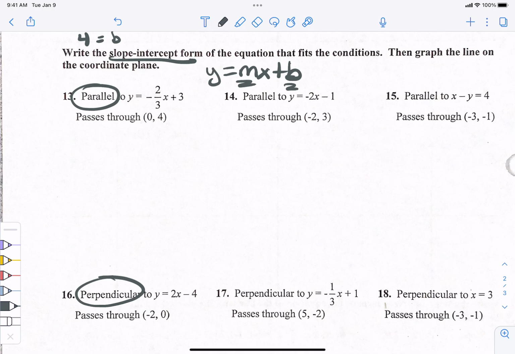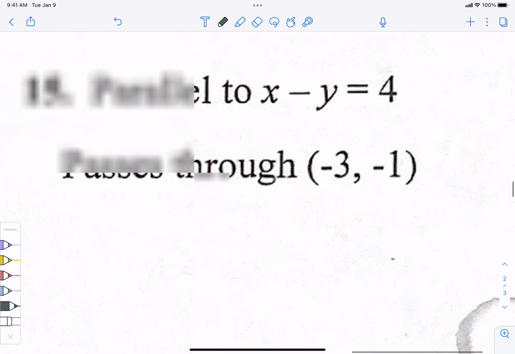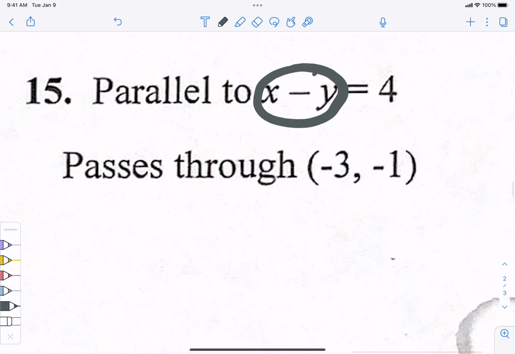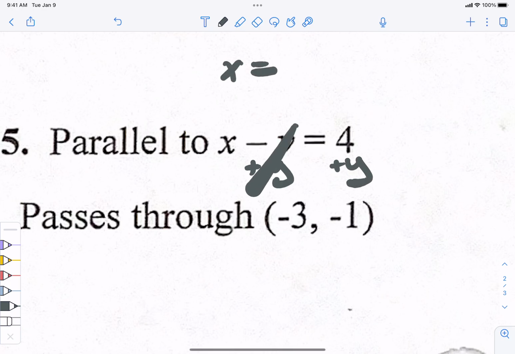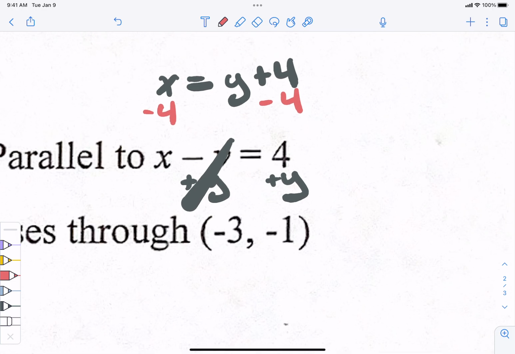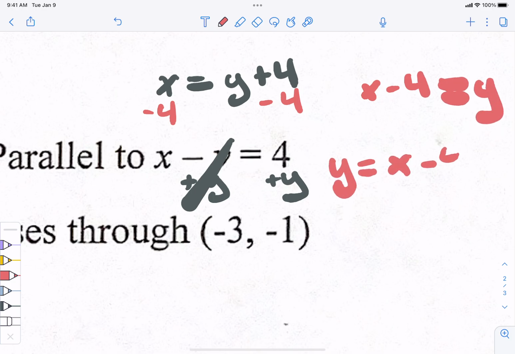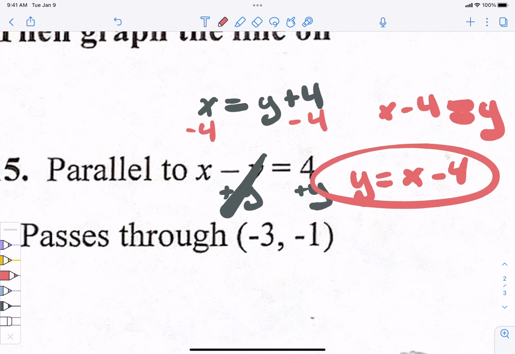15 is going to be hard because, take a look at the equation: x minus y equals 4. Let's make that y by itself. You can add the y over, so x equals y plus 4. Now subtract 4 from both sides: x minus 4 equals y, or y equals x minus 4. That's the original line.